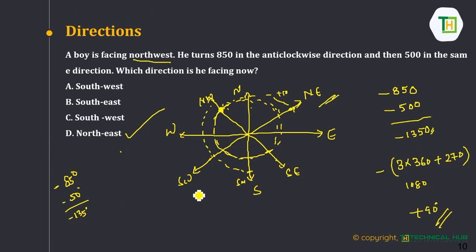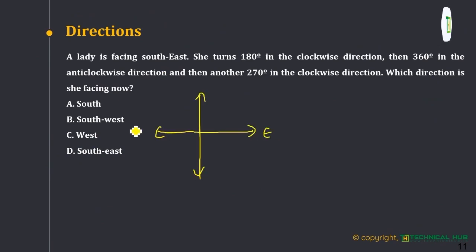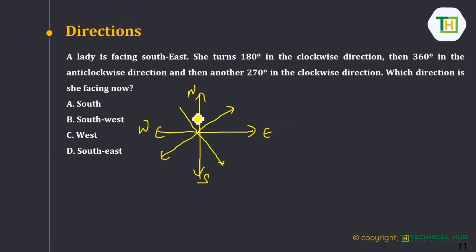Next one. A lady is facing southeast. Lady facing southeast means in this direction. 4 are main directions: east, west, north, south. The remaining 4 are cardinal directions: this is northeast, this is southeast, this is southwest, and this is northwest. So a lady is facing southeast, which is this position.